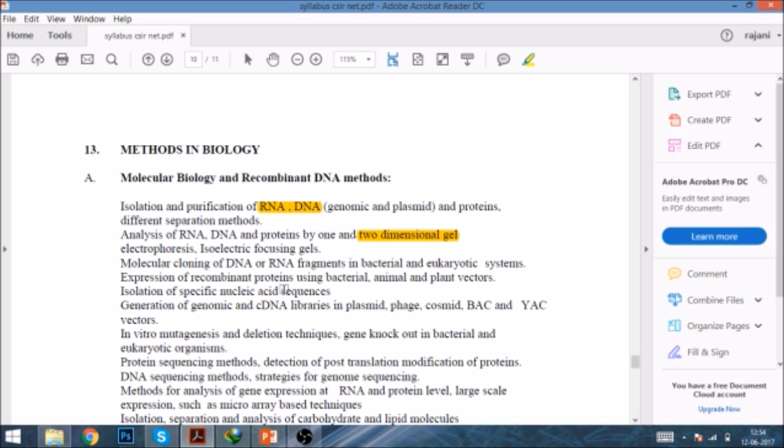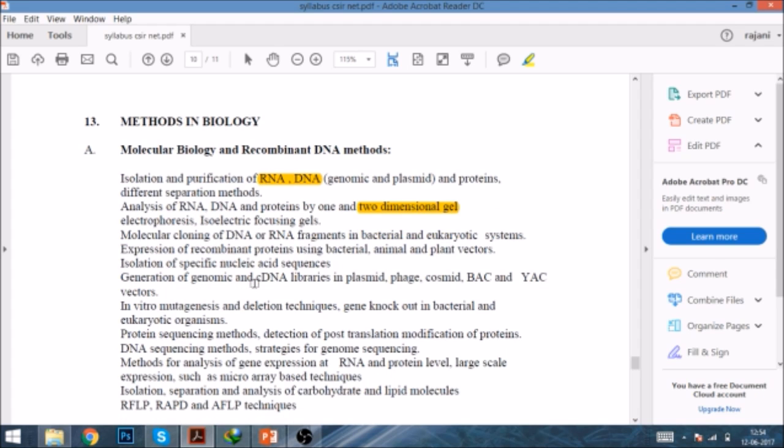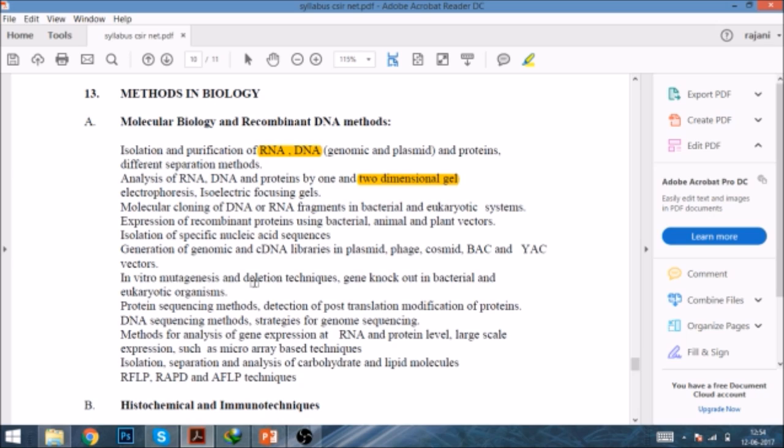Such types of questions can be asked in methodology, methods in biology. And the difference between prokaryotic and eukaryotic DNA fragments, you must go through this once, so that if some concept-based question is asked, you can easily attempt it.